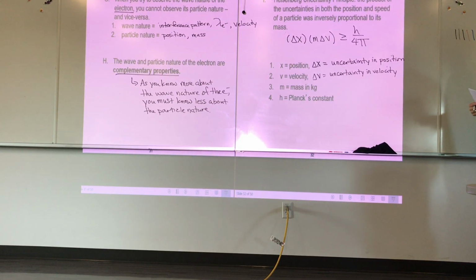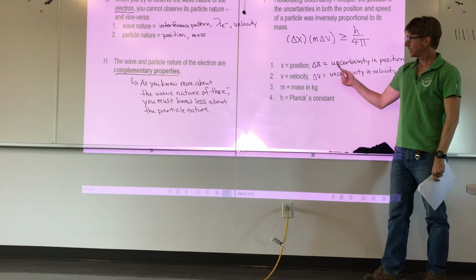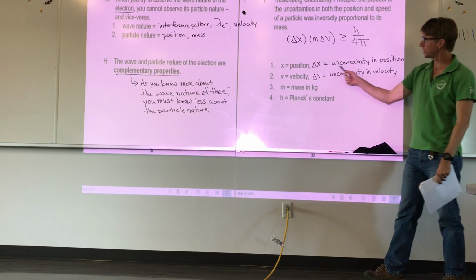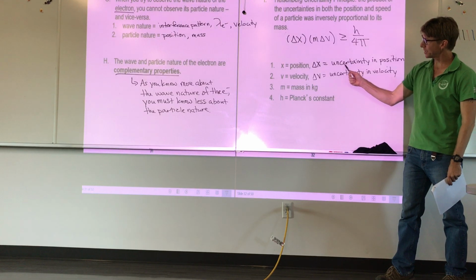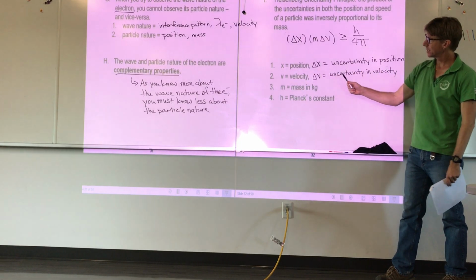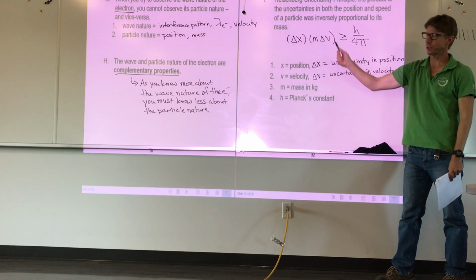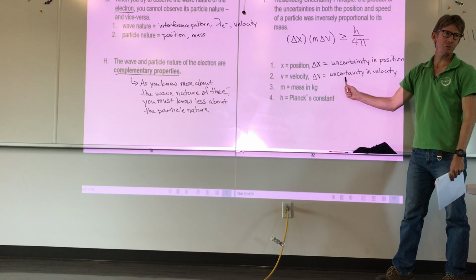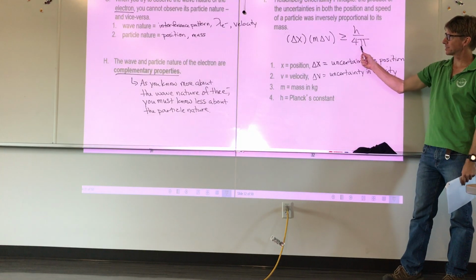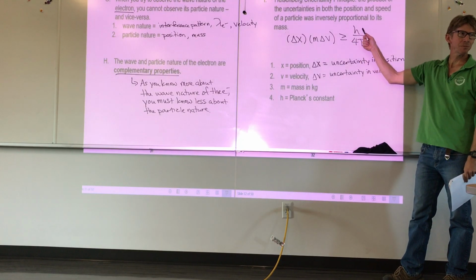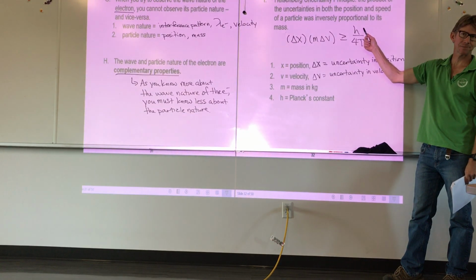And what this equation means is that the less uncertainty there is in the position, since they're multiplied, which means they're inversely proportional, the more uncertainty you have in the velocity. And there's a limit to this. And this is a pretty small limit. Planck's constant, 6.626 times 10 to the minus 34th joule seconds.